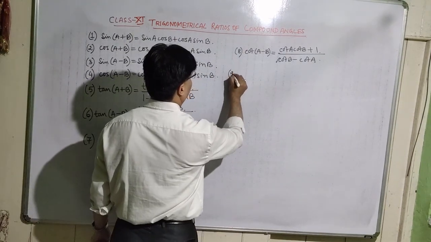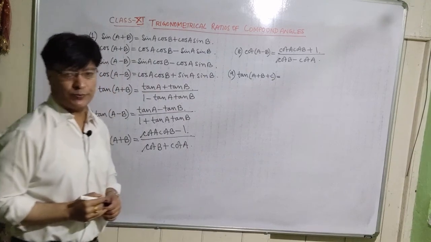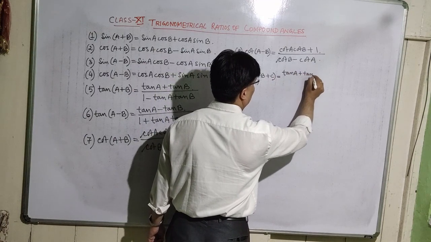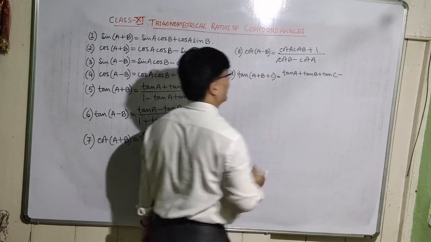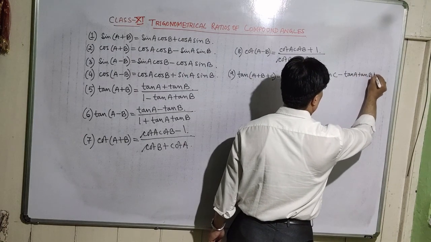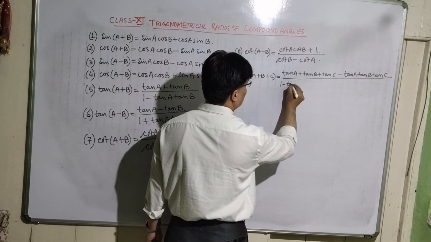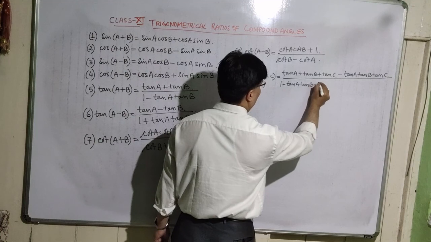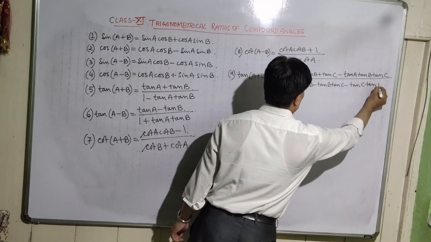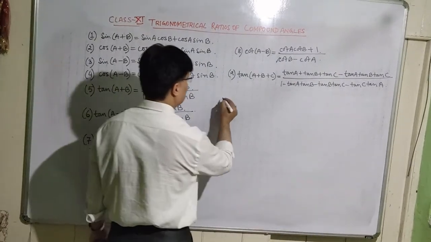Okay. Then number 9, let us write down the formula for tan of A plus B plus C. It will be tan A plus tan B plus tan C minus tan A tan B tan C, this whole divided by, and in the denominator you write 1 minus tan A tan B minus tan B tan C minus tan C tan A. So this is the formula for tan of A plus B plus C. Okay. And next one is number 10.